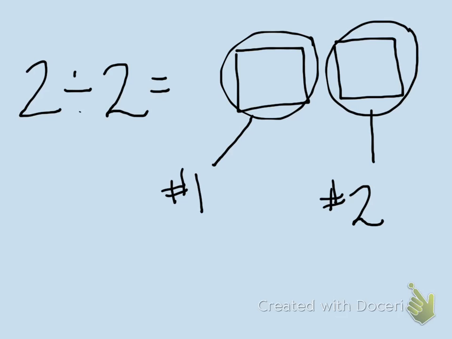So think to yourself, how many crackers does each person get? Each person gets 1 cracker. I can write this as a fraction by saying 2 divided by 2, or 2 halves, equals 1 whole.